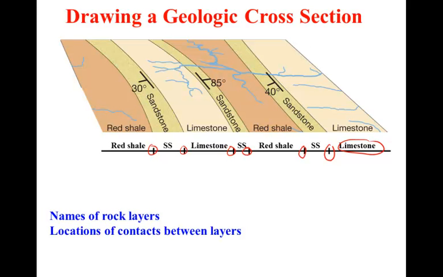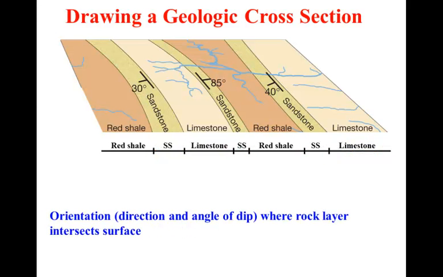All I've done so far is reproduced the names of the rock units and the locations of their contacts as shown in the map. I've reproduced that along or on my cross-section line. The next step is to add in orientation wherever it's been measured on the geologic map. In other words, wherever orientation information is available close to our line of cross-section.